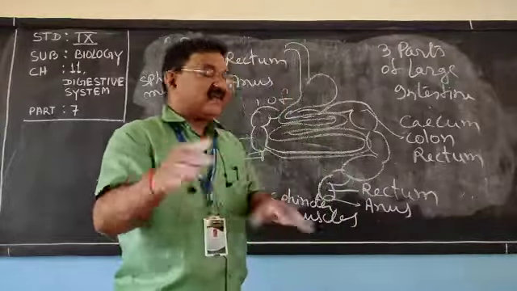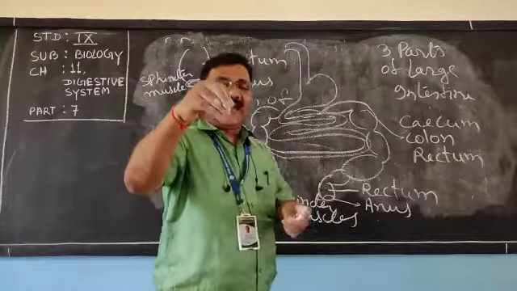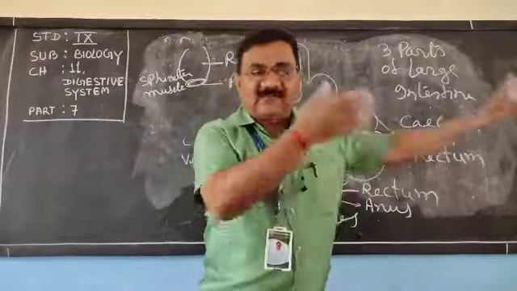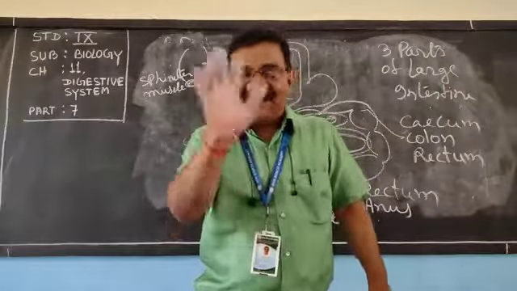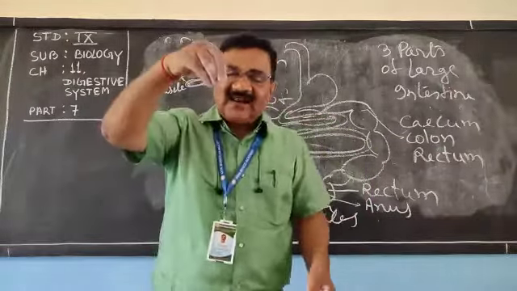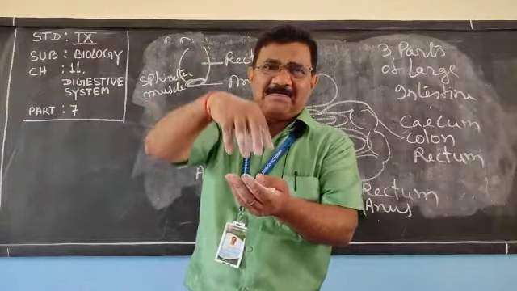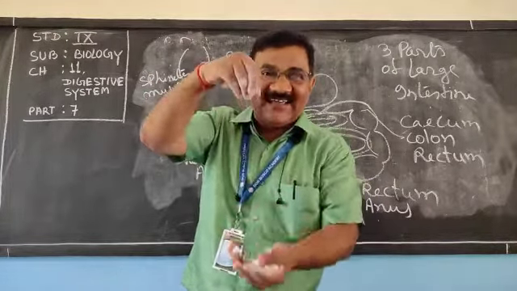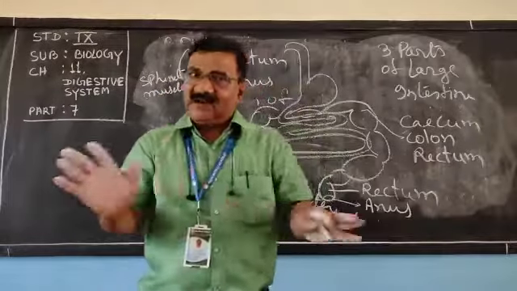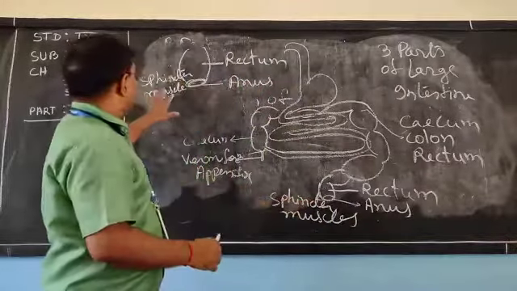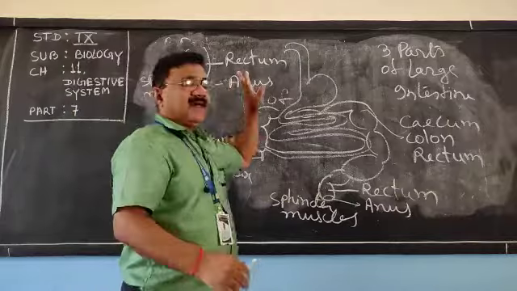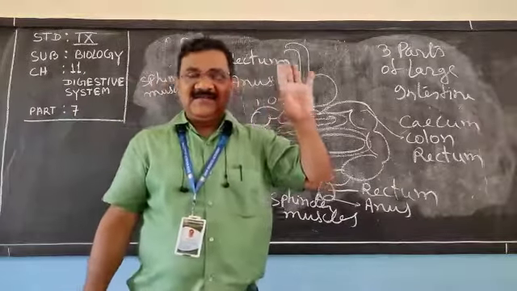Try to understand, it never happens that once the anus opens, all the waste product comes out. It never happens. The anus is closed, it is pressed from inside, it opens and some part of the feces comes out, again it is closed. Very clear? And that is due to the presence of sphincter muscle in the anus.